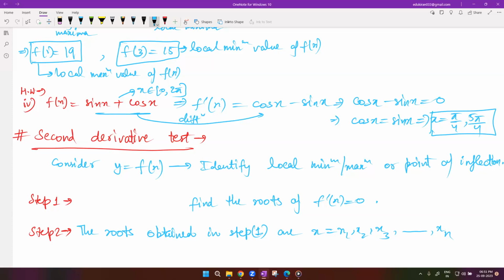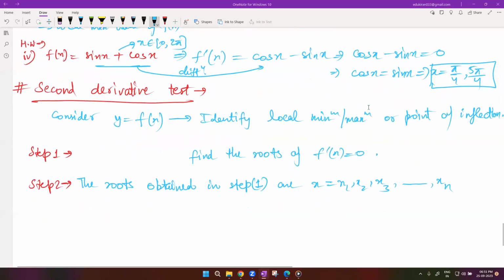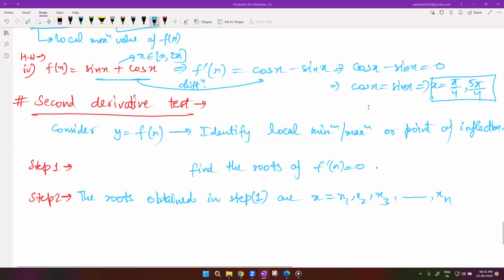Then I will take the derivative, which is cos x minus sin x in this case, and equate it with 0. Basically, I will make the equation f dash x equals 0, and I will find the roots of this equation. Now, the second step: let's say the roots are x equals x1, x equals x2, x equals x3, and similarly x equals xn. So there are n roots. In the first step, we got n roots.